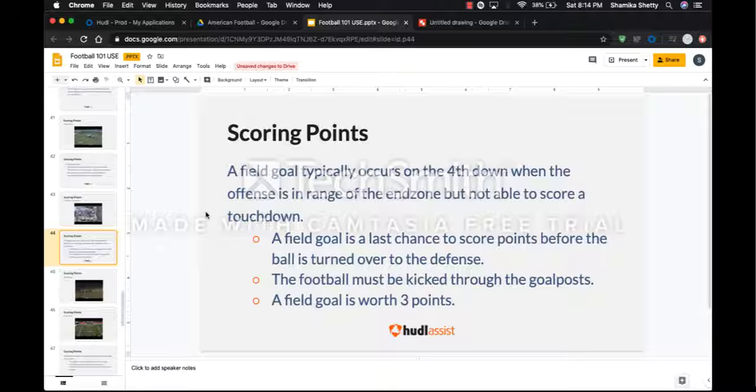A field goal typically occurs on the 4th down when the offense is in range of the end zone but not able to score a touchdown. Field goal is a last chance to score points before the ball is turned over to the defense. A football must be kicked through the goalpost. A field goal is worth 3 points. So if they are able to score a field goal, they will get a kickoff after that.